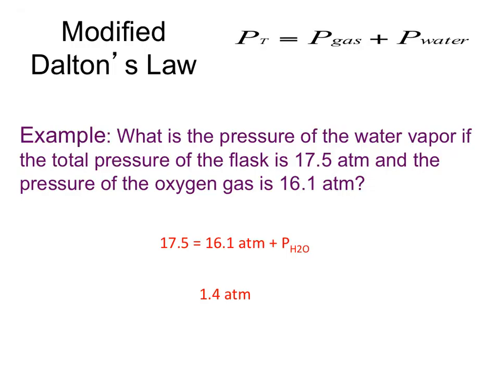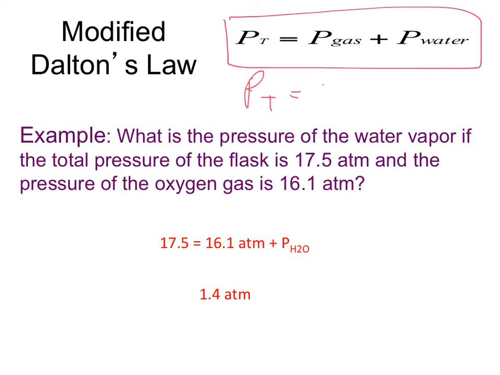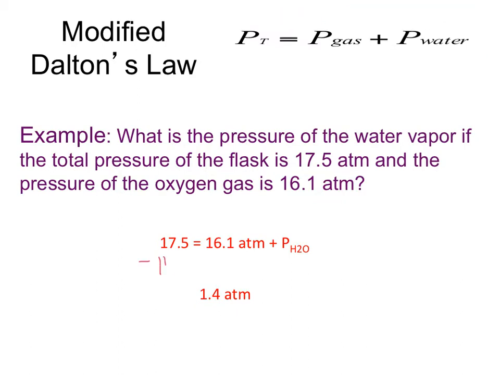So in this example, I'm asking what the pressure of the water vapor would be if the total pressure of the flask is 17.5 atmospheres and the pressure of oxygen gas is 16.1 atmospheres. So notice that this equation is very similar to what we had said before. PT is equal to P1 plus P2. We're just designating P1 as the gas that we're collecting and P2 as the water vapor. And in this case right here, they've given us 17.5, which is our total pressure, and they've given us the pressure of the oxygen gas, which is 16.1. So it makes sense that we have to subtract 16.1 from 17.5 to get water vapor's pressure of 1.4 atmospheres.